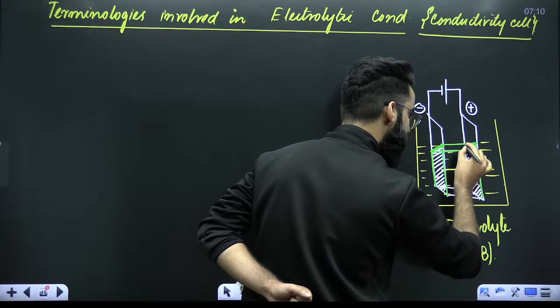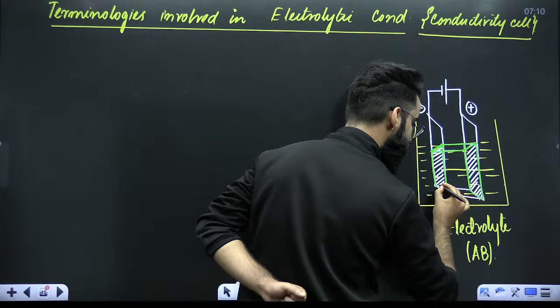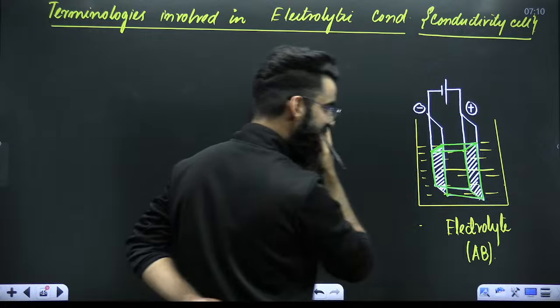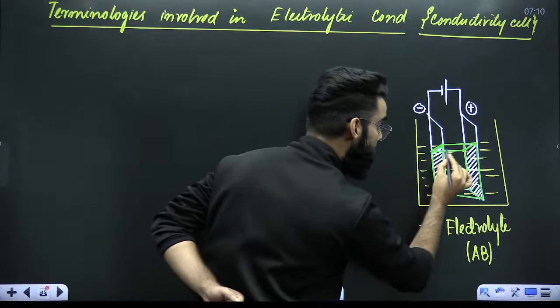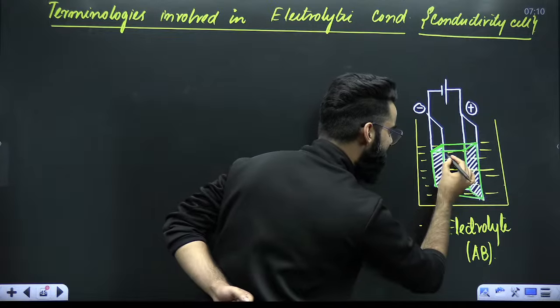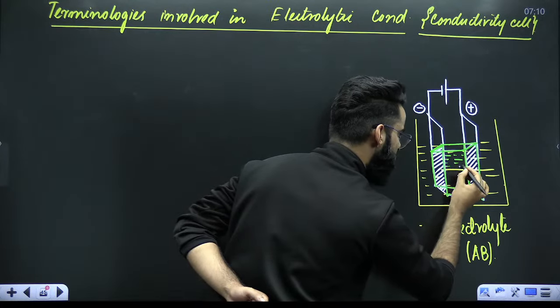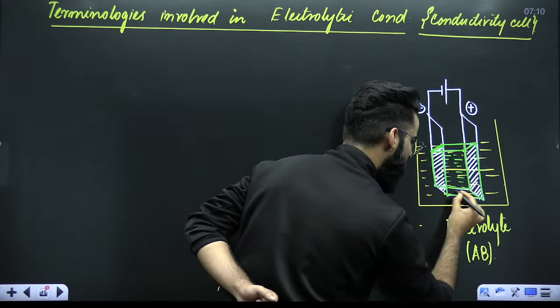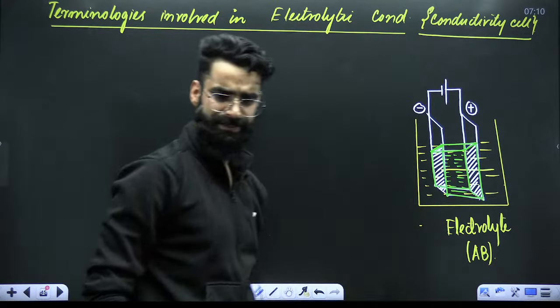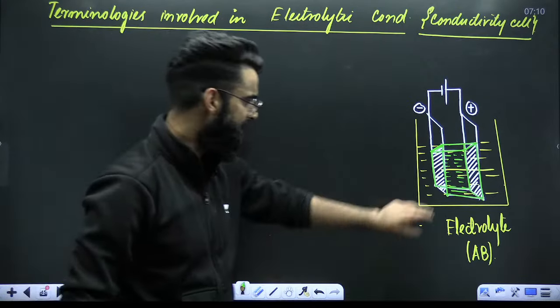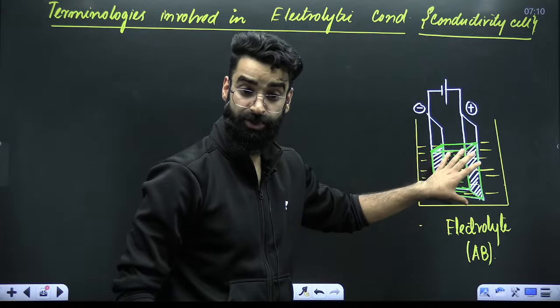What did I get? It's a cube, right? What is this cube containing basically? What is present inside this cube? Can I say in this cube, electrolytic solution is present? Basically, a solution is present which contains electrolyte in this cube.